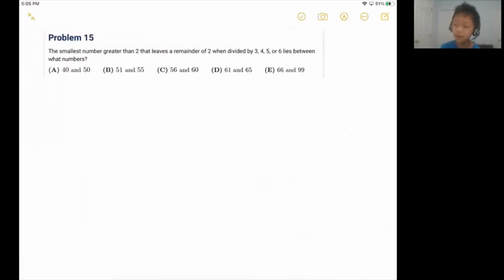Okay. So yeah, this is a number theory question. We want to find the smallest number greater than 2 that leaves a remainder of 2 when divided by 3, 4, 5, or 6. And we want to know where it lies, like in which of the following intervals. And they gave us some intervals.